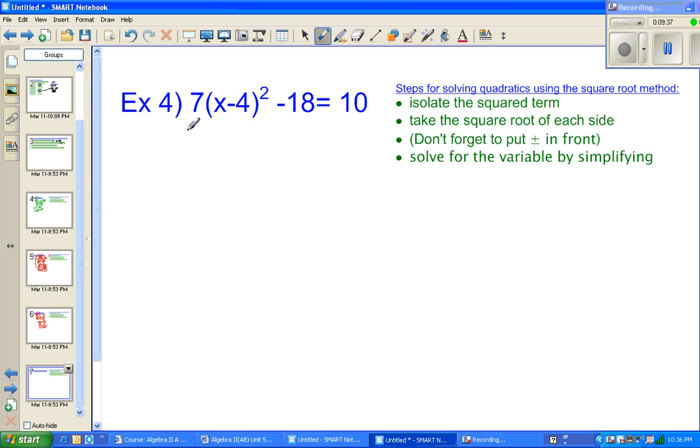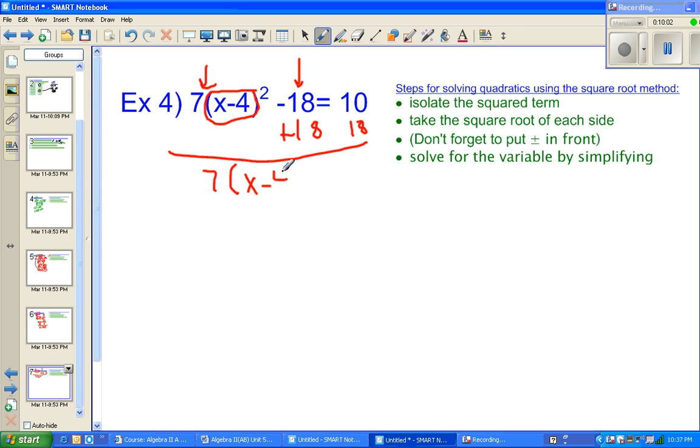All right, let's look at one more example. This is a little bit more involved. Here's your squared term. So we're going to need to get rid of this 7 right here and this minus 18. This is the furthest away, so we're going to start there. We're going to bring that 18 over here with a 10, which is already on the other side. So we have 7 times x minus 4 squared. These guys cancel out. That equals 28.